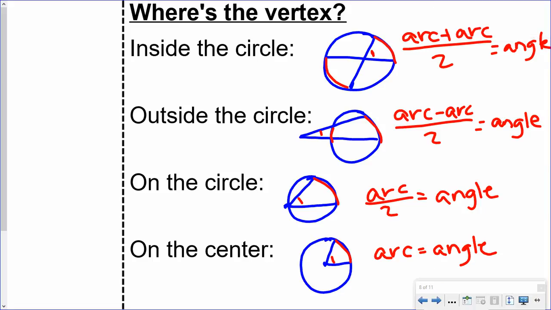You ask yourself, where's the vertex? Inside, outside, on the circle, or on the center? Once you have that figured out, then that tells you what equation you're going to use. Arc plus arc divided by 2 if it's inside, arc minus arc divided by 2 if the vertex is outside the circle. If the vertex is on the circle, it's arc divided by 2 to get the angle. And if the vertex is on the center, the arc and the angle are the same measure. Okay.